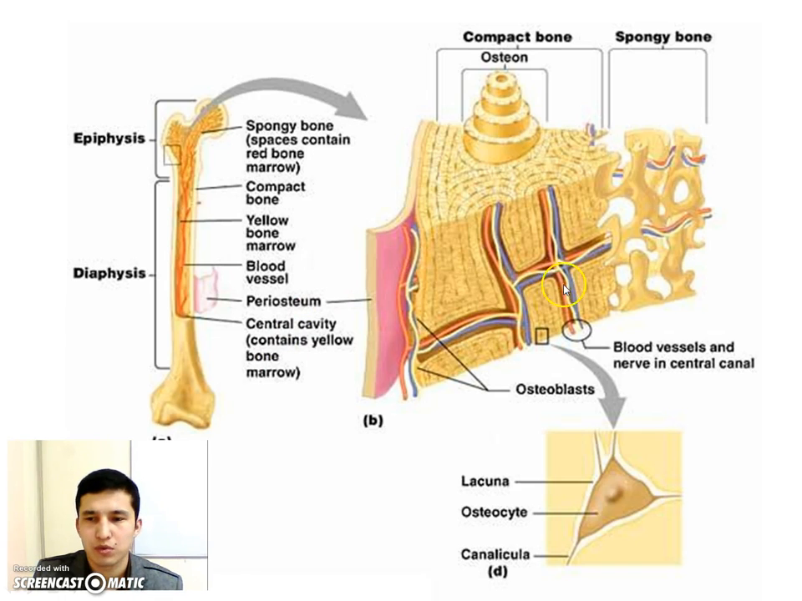Also from this picture you can see the structure of the bones. This part is compact bone, this part is sponge bone, and here we have the special nerves and blood vessels. This part is the periosteum, and this very small part you see is an osteocyte. So we said that the function of the osteocytes is to produce the organic materials for bone production.